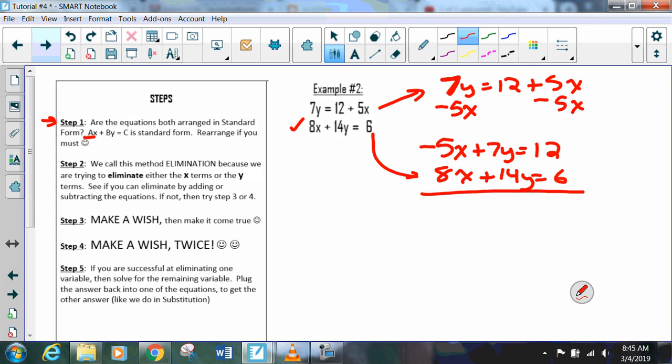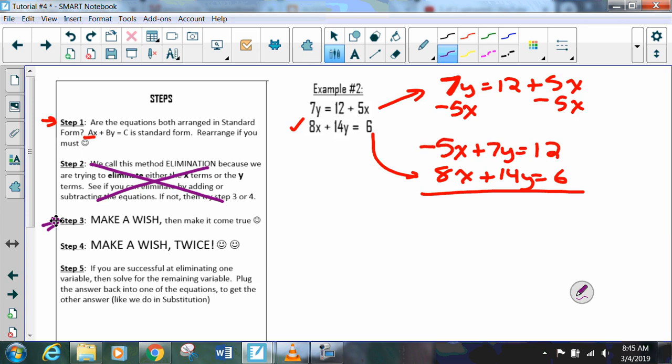So step 2 is, hey, can anything cancel out just on its own by adding or subtracting? No. So we can't do step 2. We've got to move to step 3, make a wish, and make your wish come true. So what do we wish? Well, I'm never going to be able to make an 8 into a 5 or a 5 into an 8.